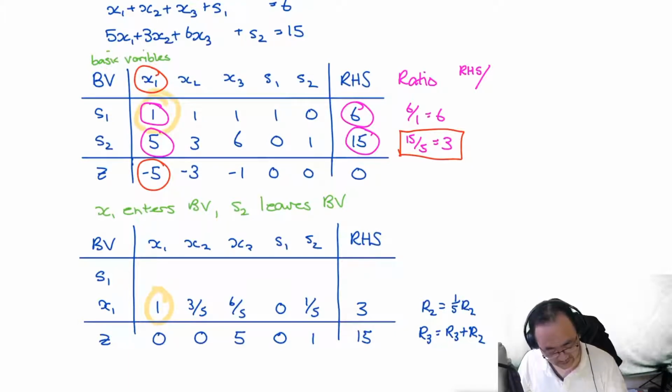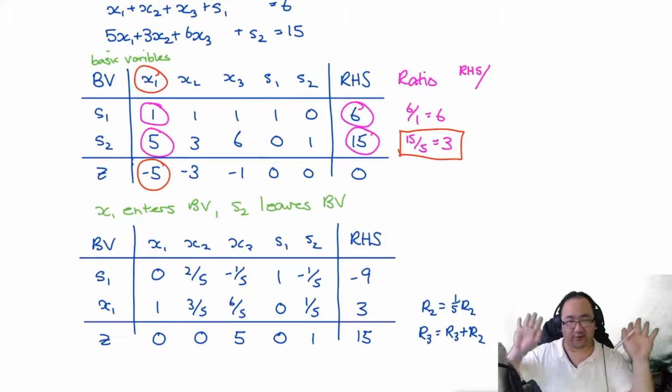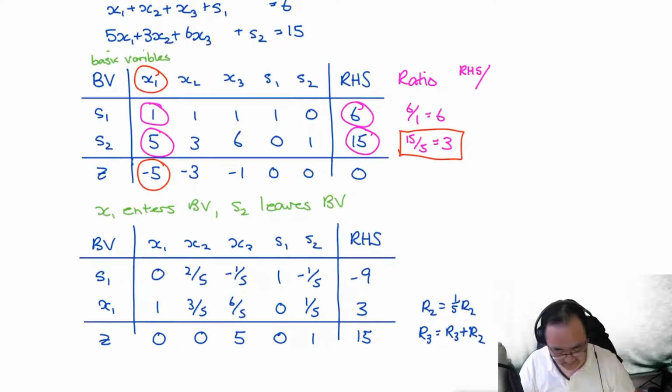So it's going to be that top one minus 1. So I'm going to get a 0 here. The top 1 minus 3 on 5, that's going to be 2 on 5. 1 minus 6 on 5, that's going to be negative 1 on 5. And then 1 minus 0, that's still going to be 1. 0 minus 1 on 5 is going to be minus 1 on 5. And then 6 minus 15, that's going to be negative 9. So again, we don't need to worry about the negatives so much.